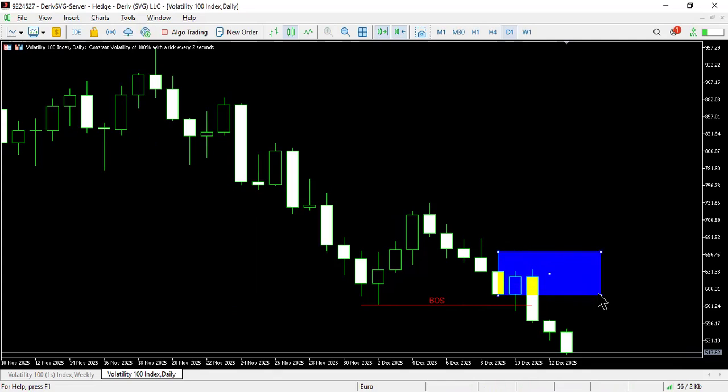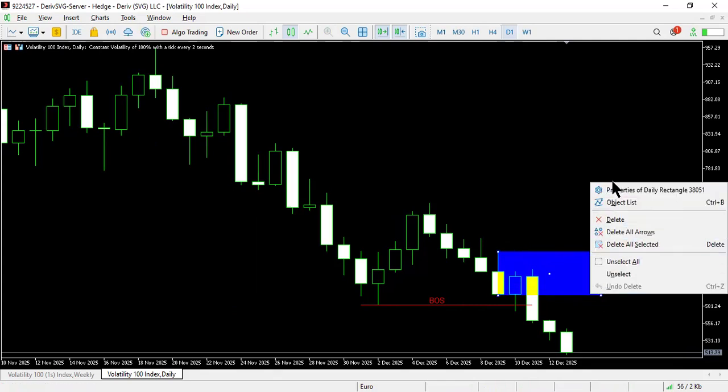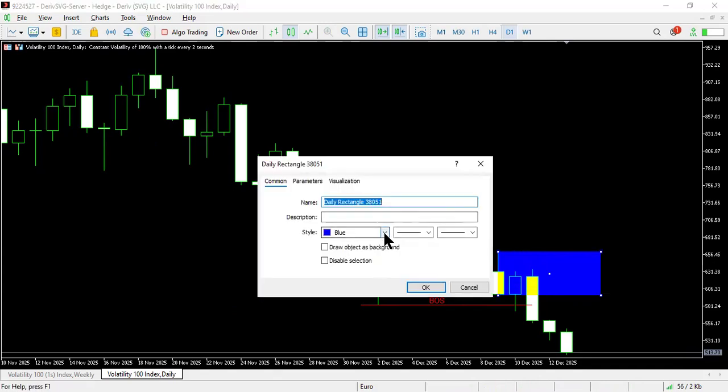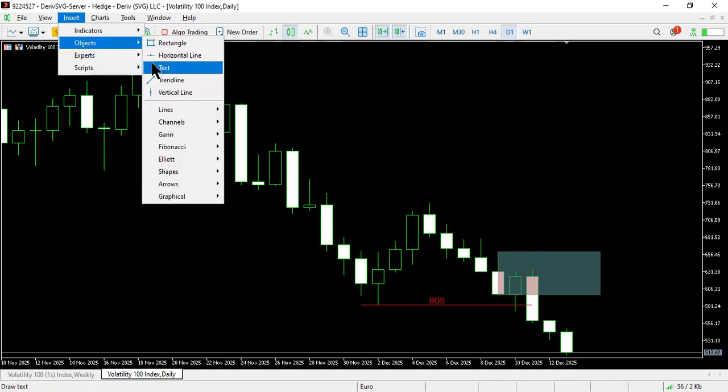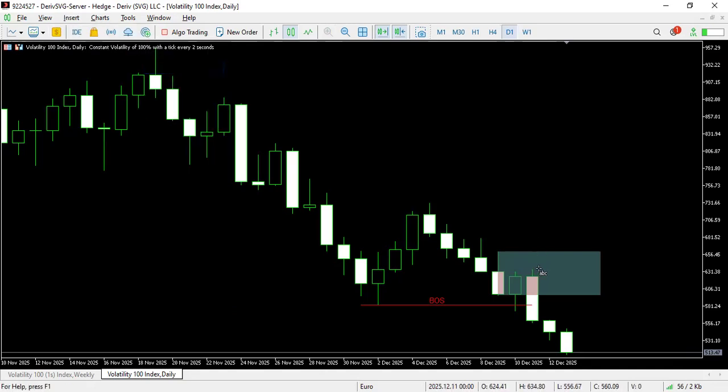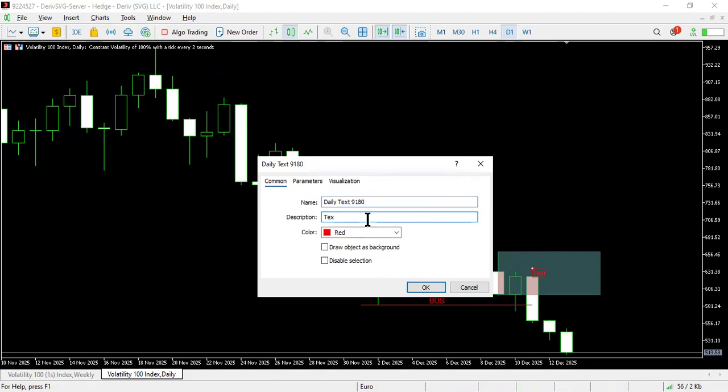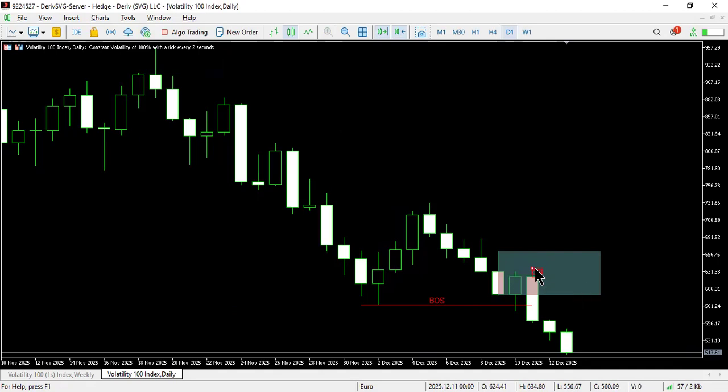So we are going to wait for a retracement into that order block and then we'll join the trend as we are pushing down. So that is our order block from the daily time frame. So that is pretty much it from the daily time frame.